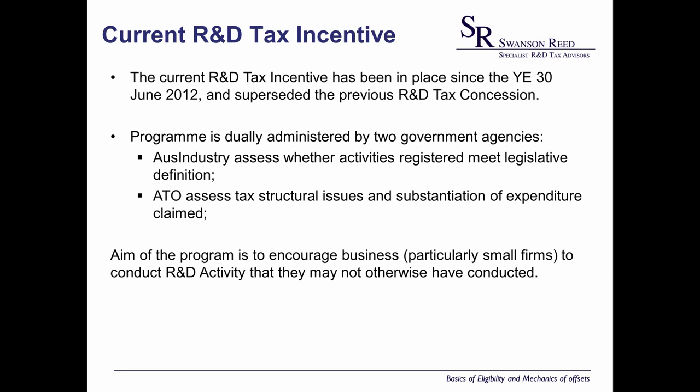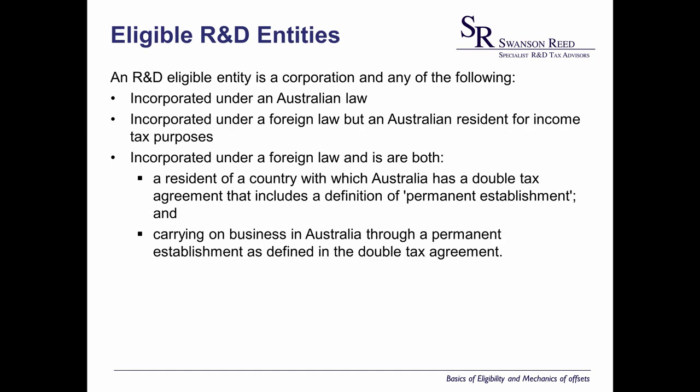The R&D tax incentive program is duly administered by two governing agencies: AusIndustry, who assesses whether the R&D activities registered meet the legislative definition, and the ATO, who assess tax structural issues and substantiation of R&D expenditure claimed. The aim of the program is to encourage businesses, particularly small companies, to conduct R&D activities that they may not otherwise have conducted. A business must generally be constructed as a company to claim the R&D tax incentive.